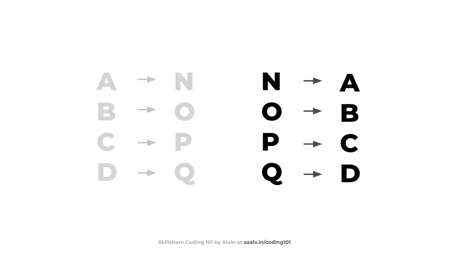But here's the interesting part. Since there are 26 letters in the alphabet, this also means that if we apply the Caesar cipher twice to a piece of text, you get back the original text. An A is mapped to an N, and then that N is mapped straight back to an A.